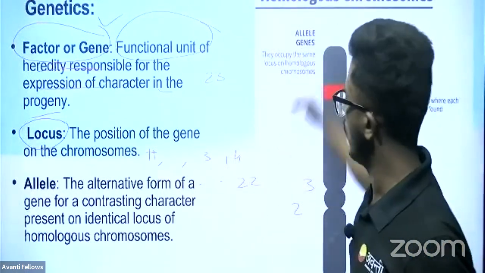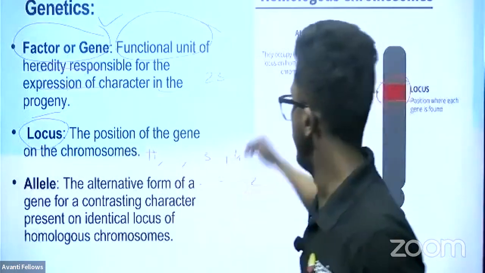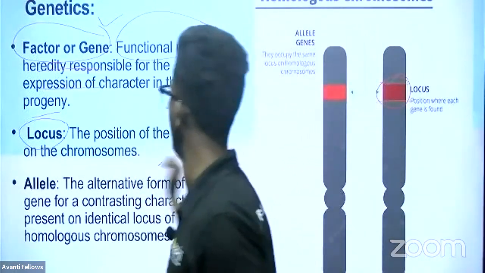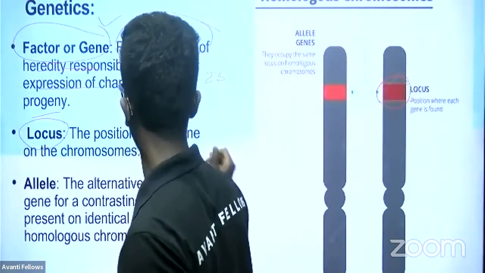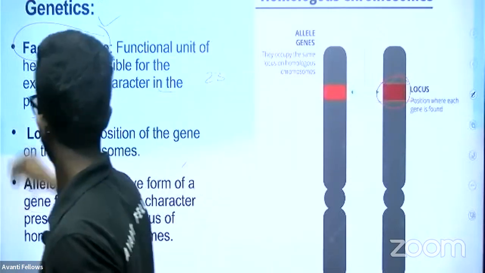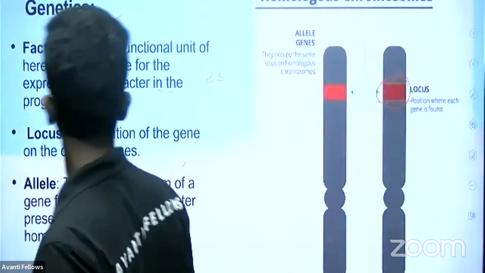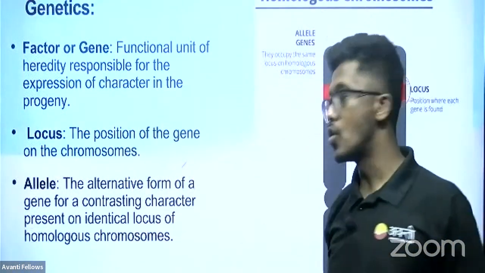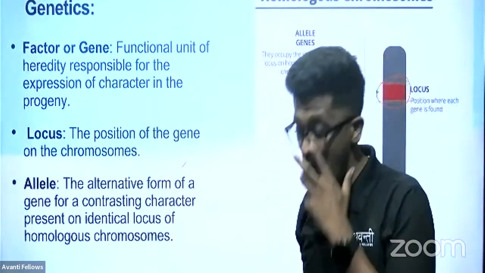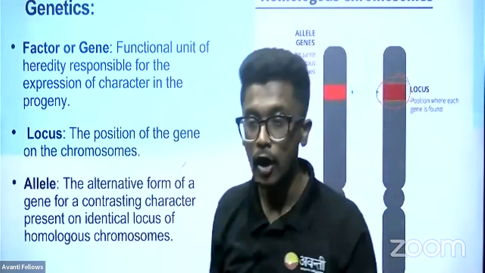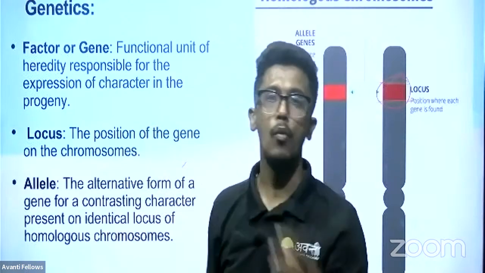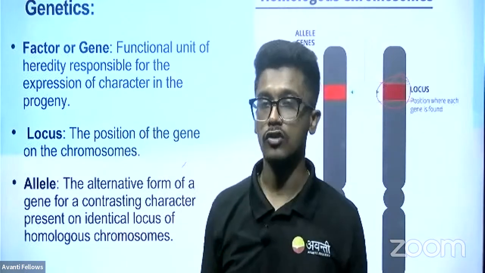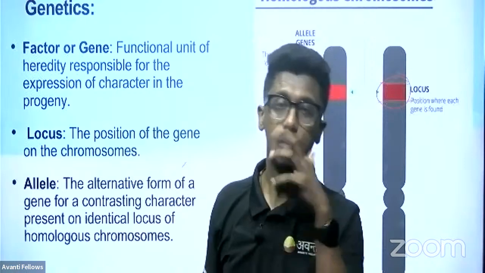So allele is also an alternate term that we use for the genes of contrasting characteristics. Alleles actually are paired factors. Like genes are also paired, alleles are also paired. So if I have to express how the genes segregate, how the genes get from one generation to another generation, how they separate, I talk about alleles.